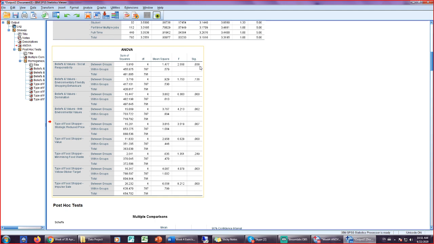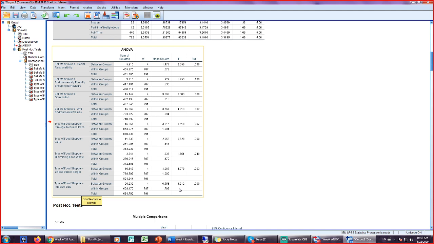So let's take a look at our highest one. We look at our F test, and let's look at the highest number. So the biggest difference, based on employment status, was this very bottom one, the type of food shopper, impulse sale. How do I know that? Well, I look at the F value. 8.21 is a bigger value than any of these others in the list.